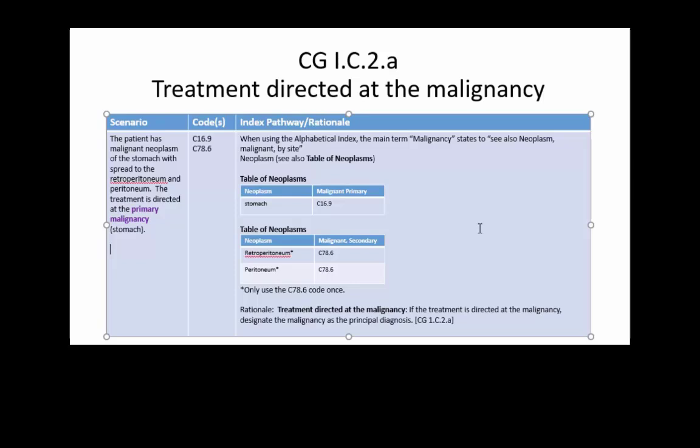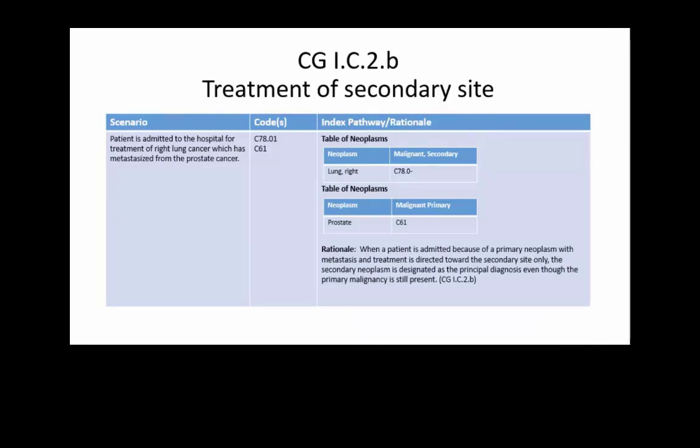All of that just to say, and we'll give you an example of a guideline when the treatment is directed at the primary malignancy. The next guideline has to do with treatment of a secondary site. This is when the cancer has metastasized or moved to another site.